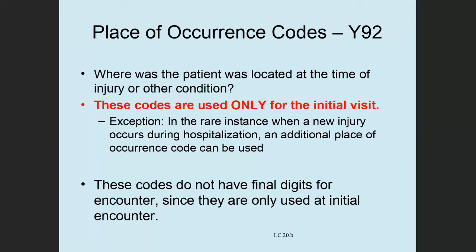When receiving follow-up treatment at an outpatient clinic, the patient falls on a slippery floor and breaks a bone. You could list a place of occurrence for the park for the first encounter and a clinic for the second encounter. But in most cases, you're only going to use it once, only for the initial encounter. And again, these are not going to have final digits for encounter since they're only used at the initial encounter.